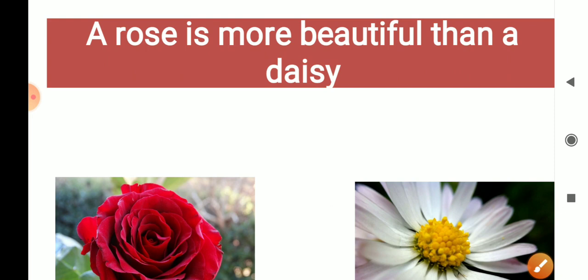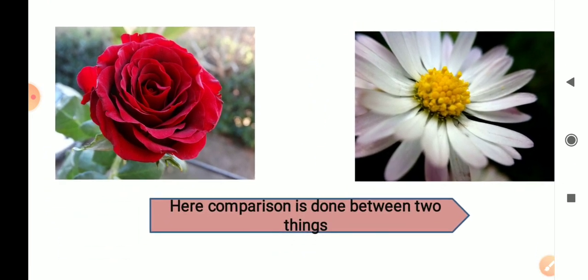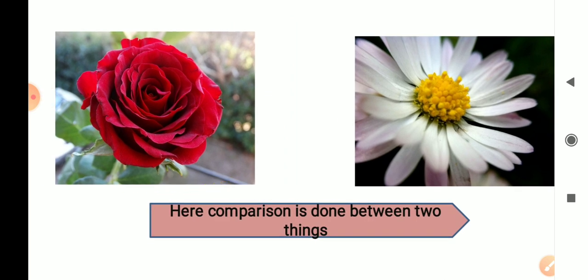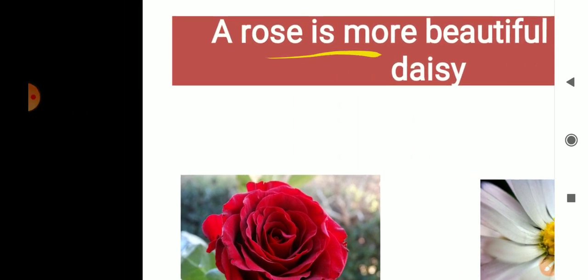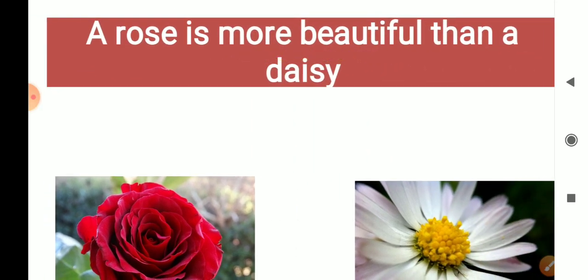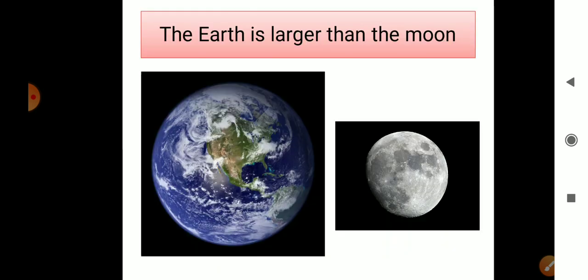If you see the simple positive degree of the same example, it would be: a rose is as beautiful as a daisy. So there will be no comparison between rose and daisy. But here we want to show the more important thing, that is the rose, and that's why we have made a comparison here. So that is, a rose is more beautiful than a daisy.